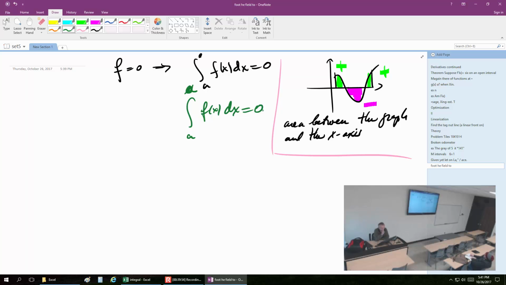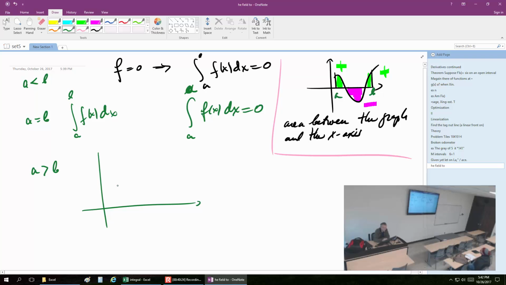You can even take it further. In this particular case, we're talking about integrals of f(x) dx with a equal to b. Originally, we started with a less than b. Now we're talking about a equal to b. It's also possible to talk about a larger than b. Once again, you have to stretch your imagination a little bit in order to accept that idea, to see what is the meaning of the area from A to B.